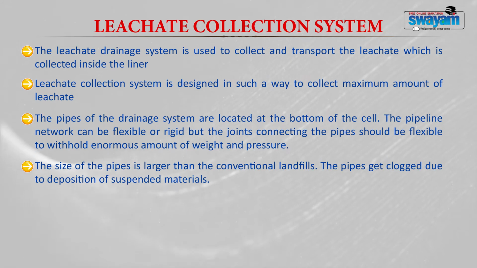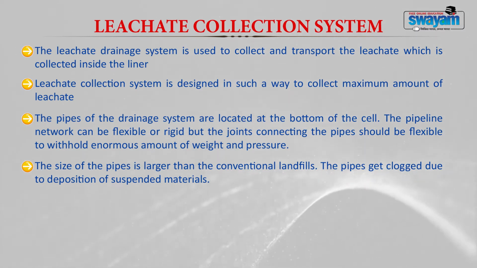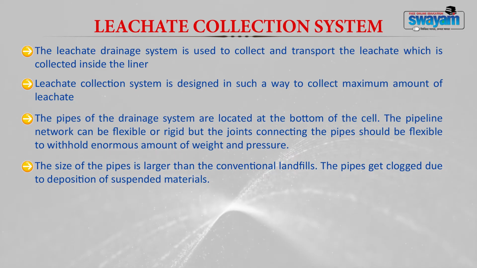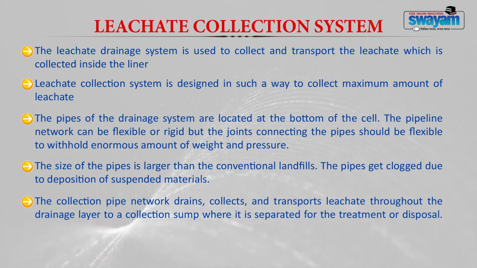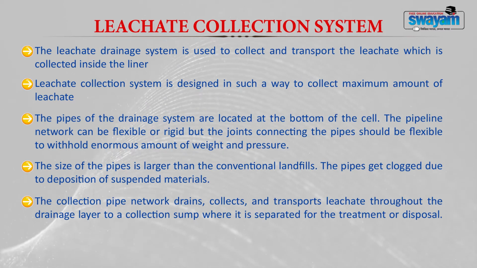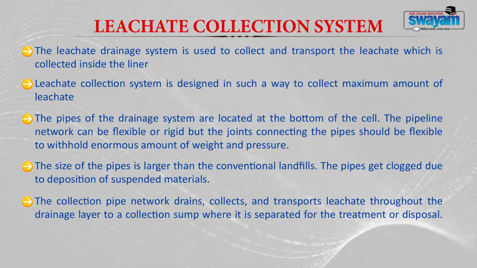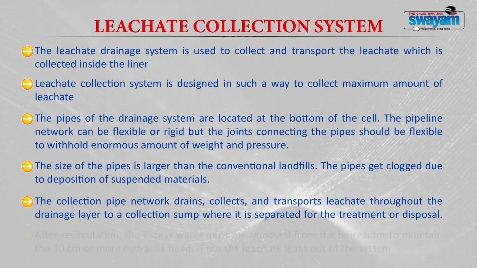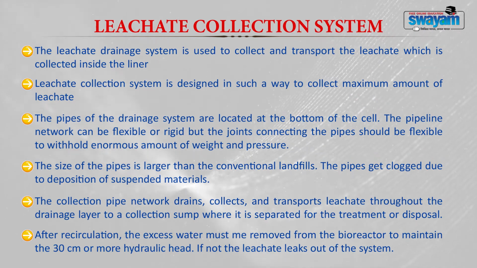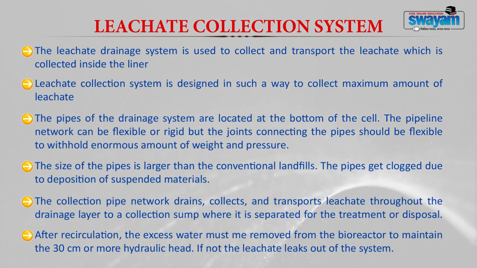The size of these pipes should be larger than in a conventional landfill, because the amount of leachate generation will be high. Also, this will avoid clogging due to deposition of suspended material. The collection pipe network generally drains, collects and transports the leachate through the drainage layer to a collection sump, where it will be taken out for further treatment or disposal. Now, after recirculation, the excess water should generally be removed from the bioreactor to maintain 30 centimeter or more hydraulic head. If not, the leachate will leak out of the system.